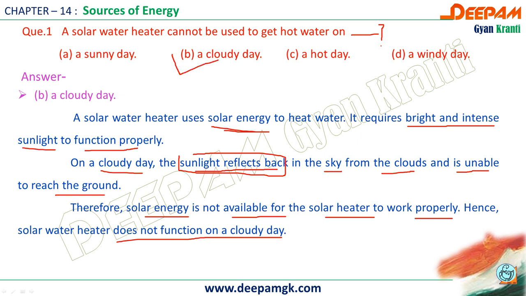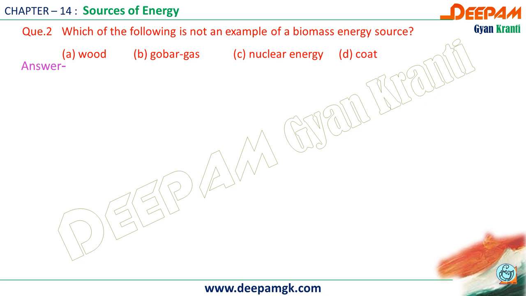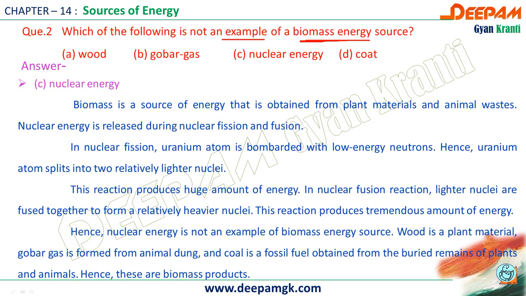The MCQ is very simple, but you have to understand why this answer is proper for this question, and that is why I am giving a perfect description with the questions. The second MCQ: which of the following is not an example of biomass energy? Options are A wood, B gobar gas, C nuclear energy, or D coal. Your answer will be nuclear energy.